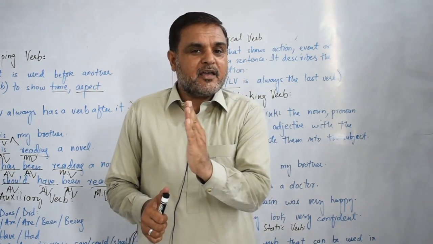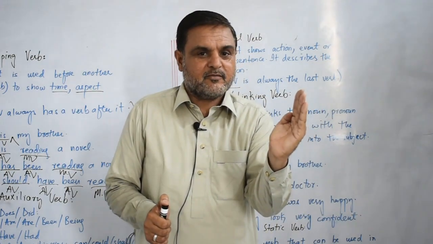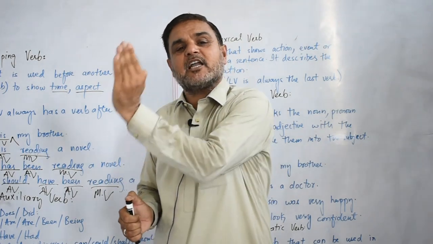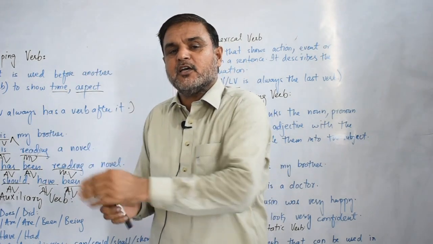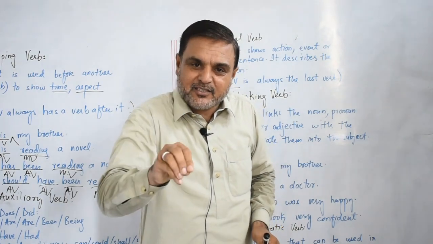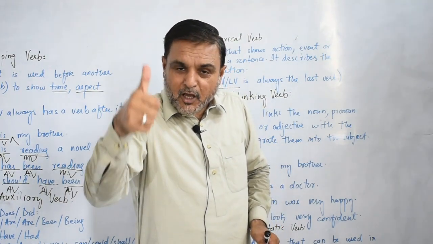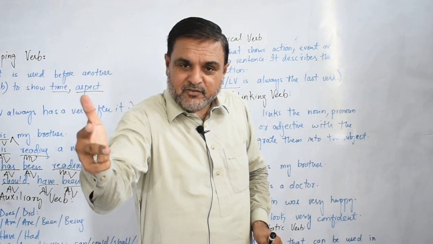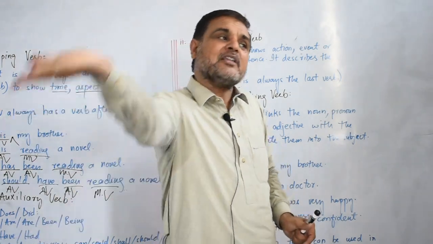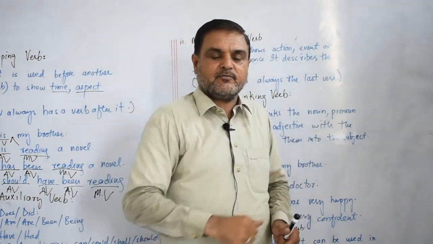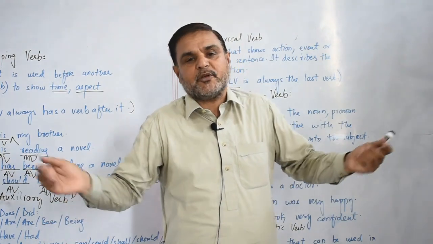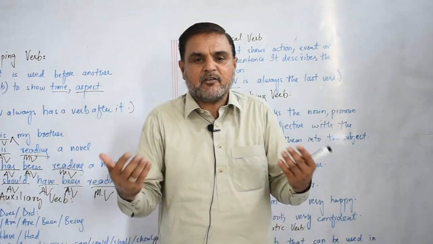The verb has a subject before it, and a verb has a noun, pronoun or adjective after it. So the verb that links the noun, the pronoun or the adjective that comes after it with the subject that comes before it, that's called a linking or copula verb. Don't worry, I will explain.